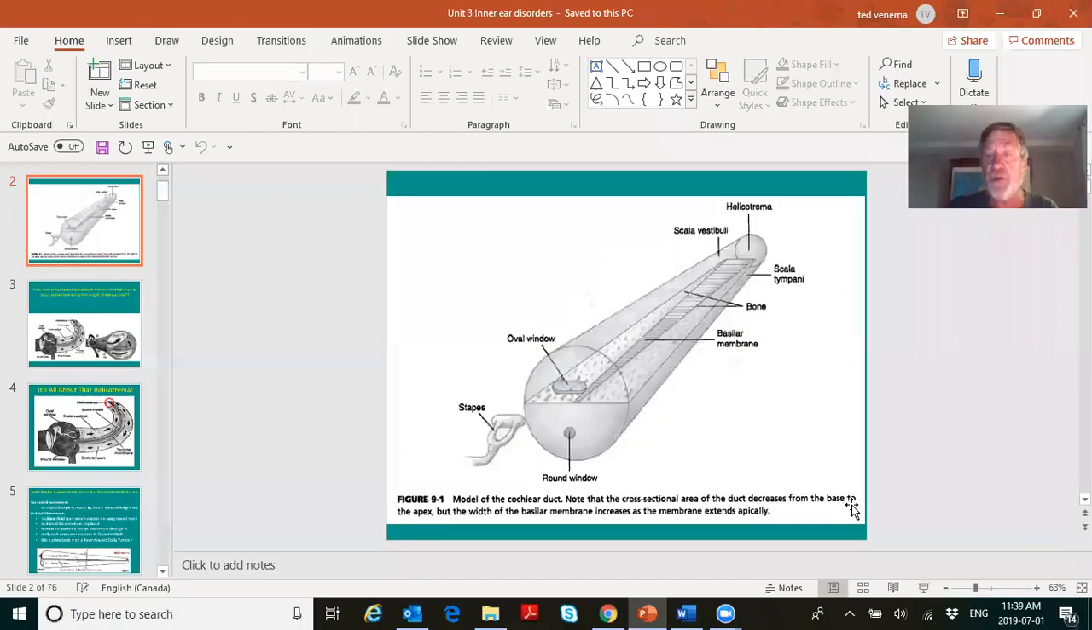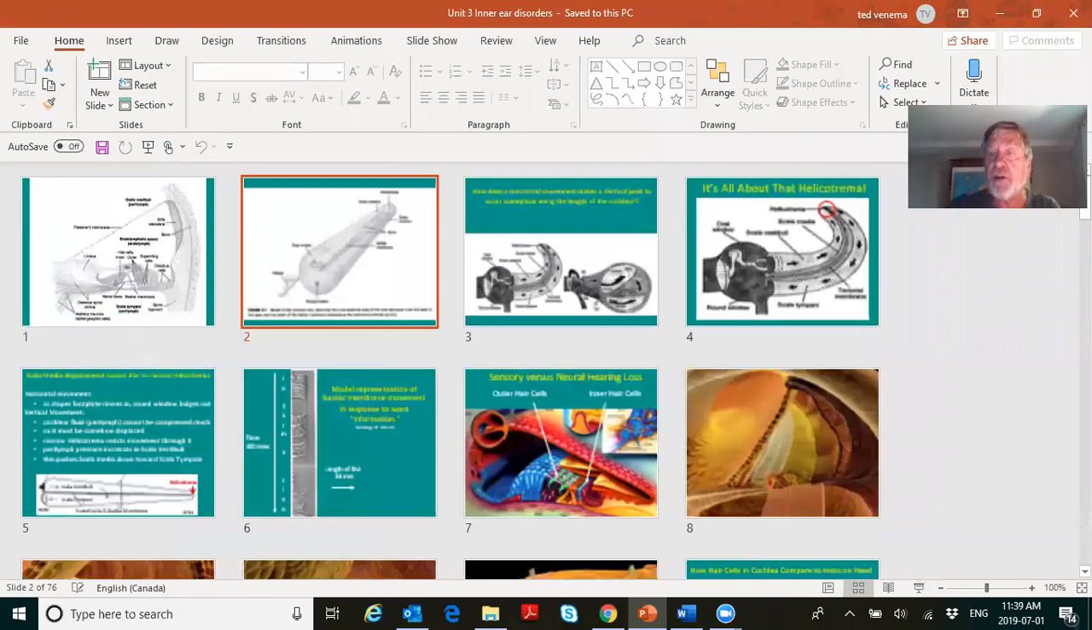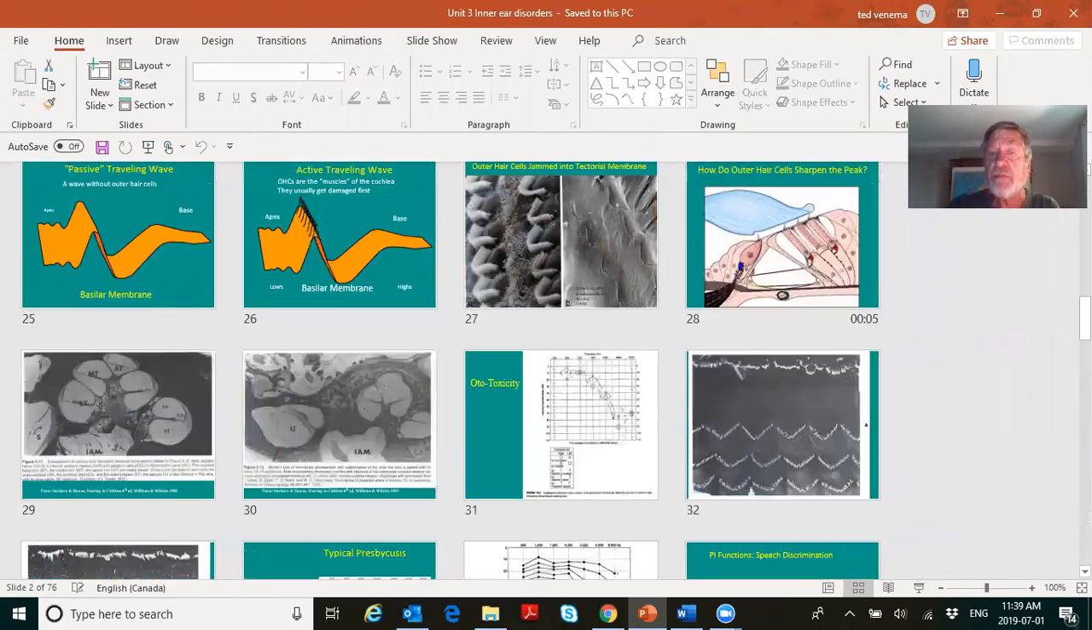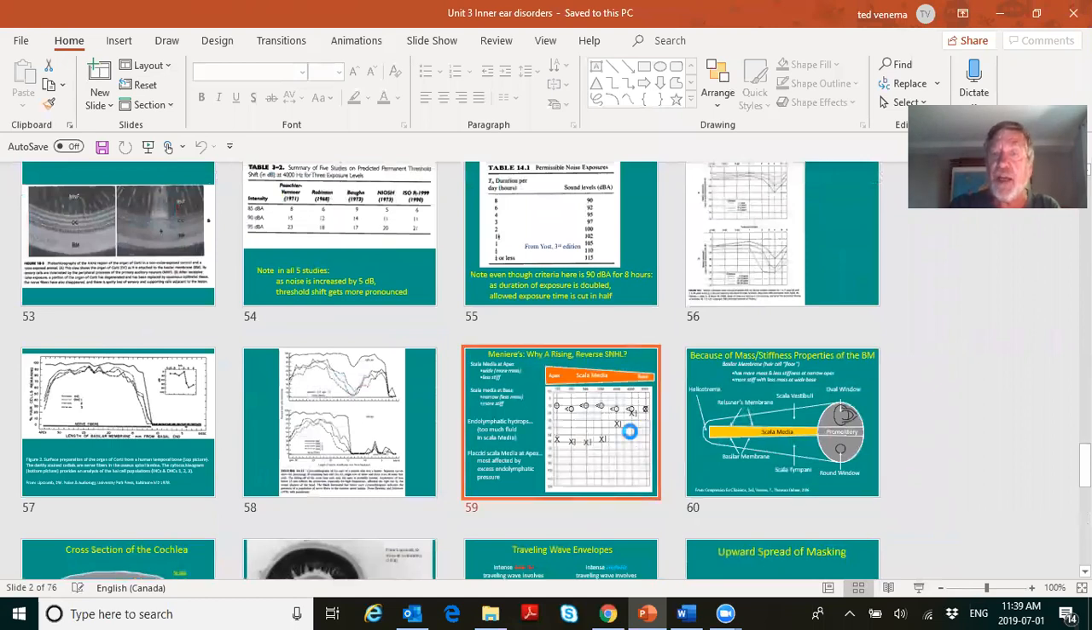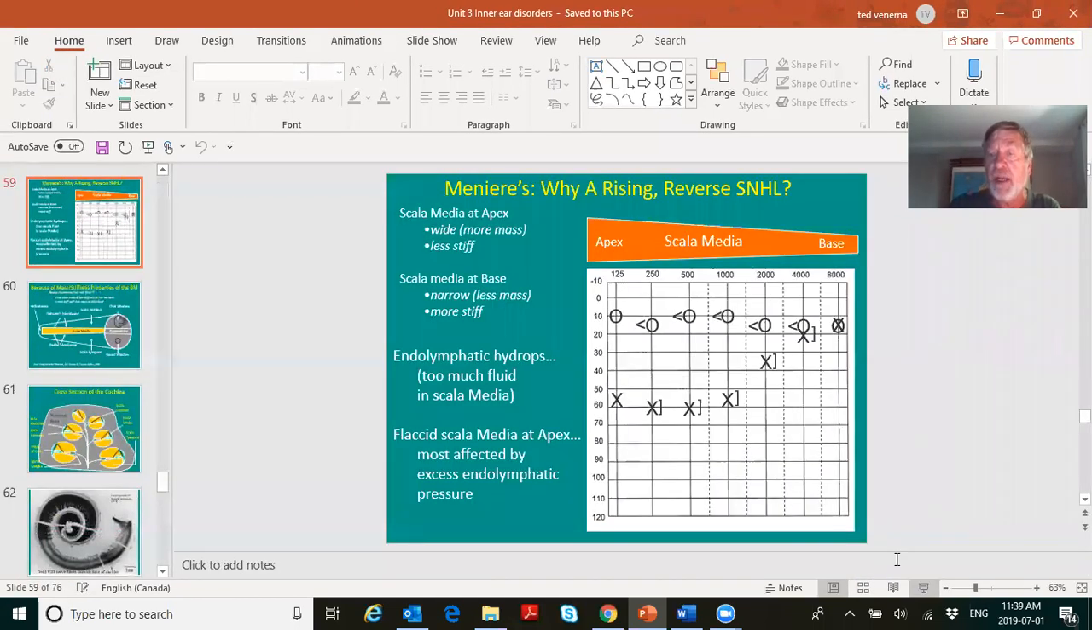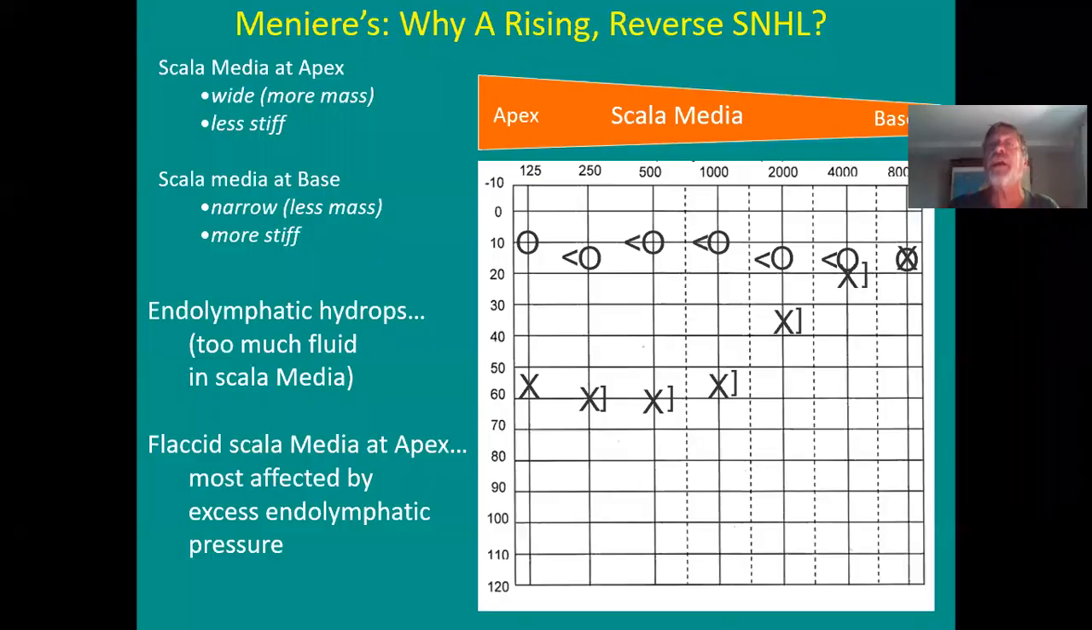So now let's look at our notes, our PowerPoint, and go back down to see it. See, what you're learning here is not only that Meniere's disease has a low frequency hearing loss and is characterized by that, but you're learning why. Excess fluid in the scala media is going to bulge the walls where they have most mass and least stiffness. There's more wall to bulge here at the apex. These walls are going to give.